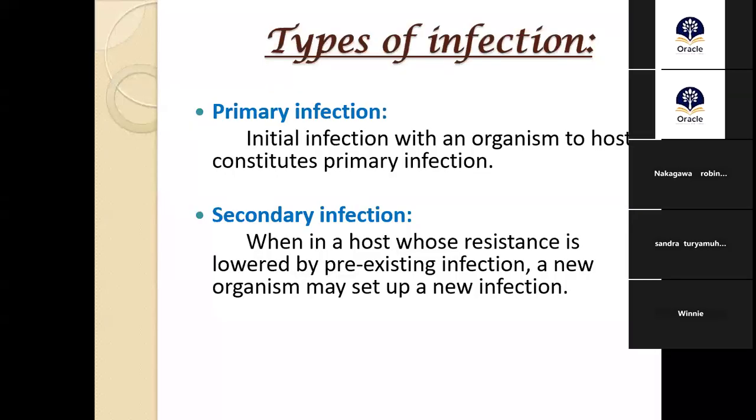Infection, primary and secondary. Types of infections: it can either be a primary infection. Primary infection is from the microorganism to the host, the bacteria into the host, the Plasmodium parasite infecting you, the host. So that's a primary infection.